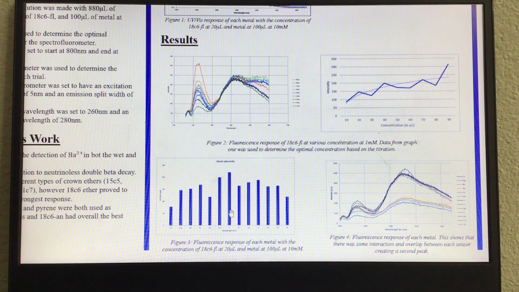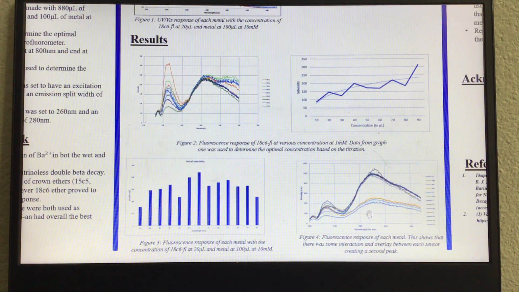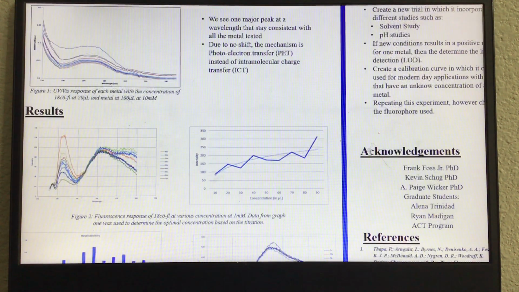So here are the different metals and their fluorescent response. As we can see, the fluorophore responded to all the metals. It's not quite what we wanted, but it shows that it reacted with all of them. And here's another thing that was interesting: there was some overlay between the fluorophores, and because of that, it caused this second peak here. It caused a second reading, and we just thought that was interesting.